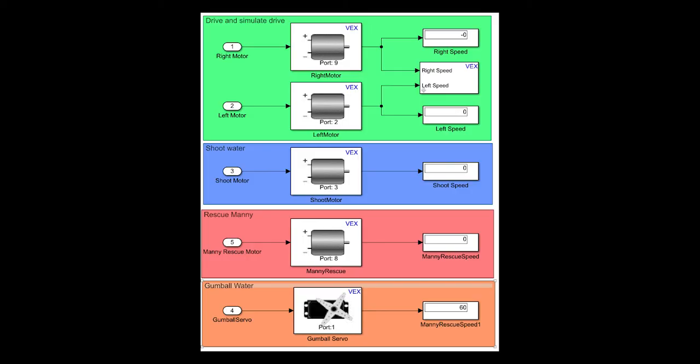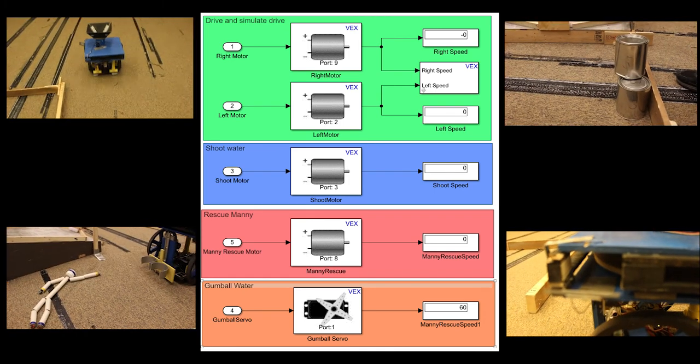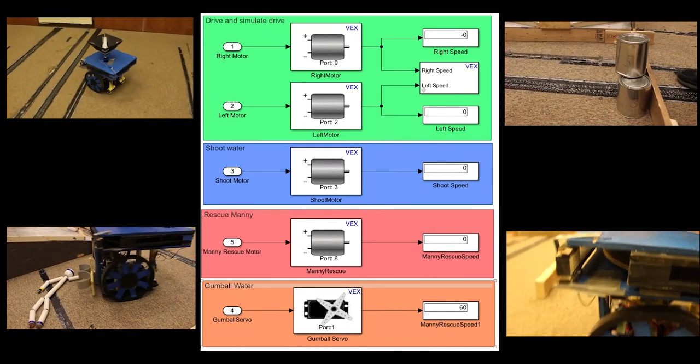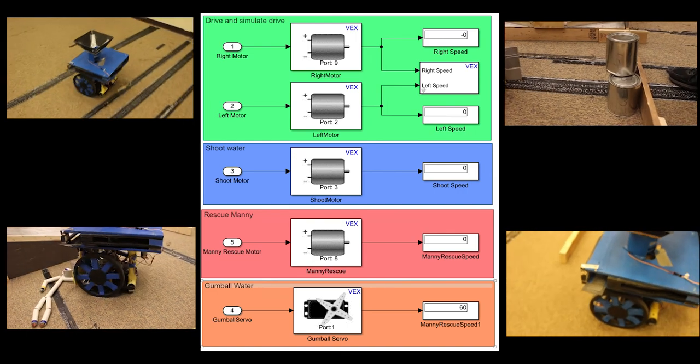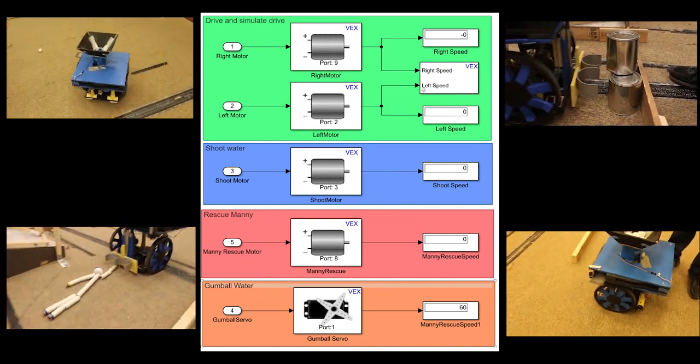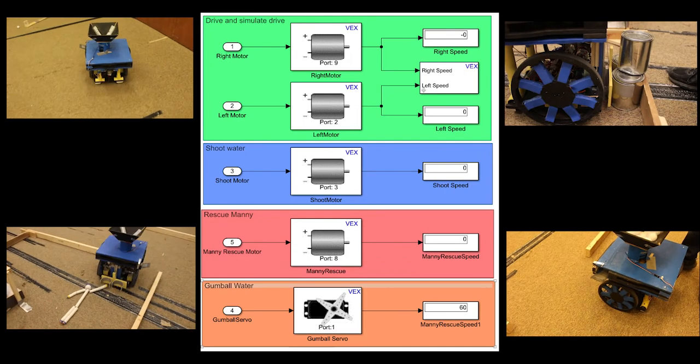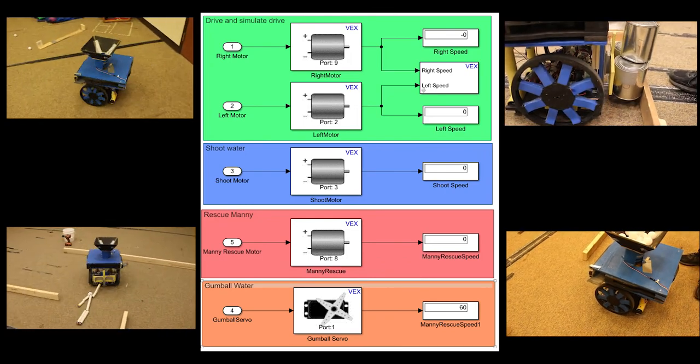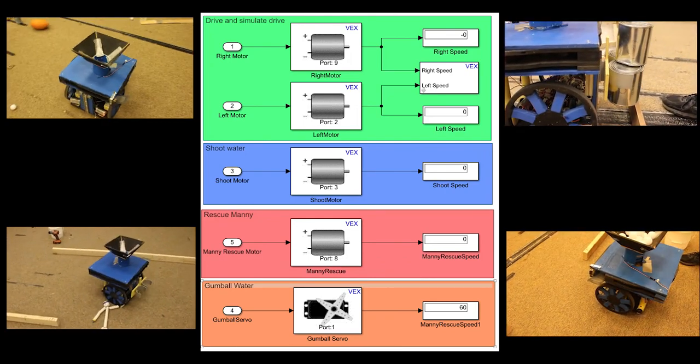The data processed in the processing section is then sent to the output section. Here, the data is sent to motors and servos, and simulation outputs are displayed. This subsystem is broken up into the same areas as the input subsystem: drive, shoot, rescue, and gumball. The processed input data is fed into the actuators, and then into displays and a game field simulator so that outputs could be simulated and the model tested.